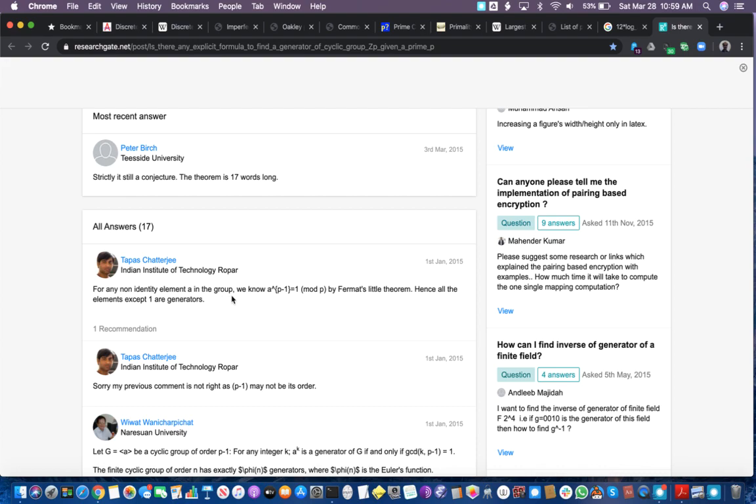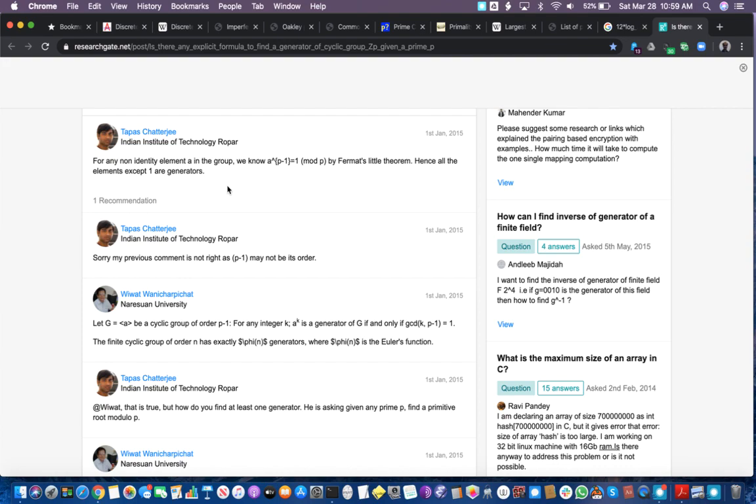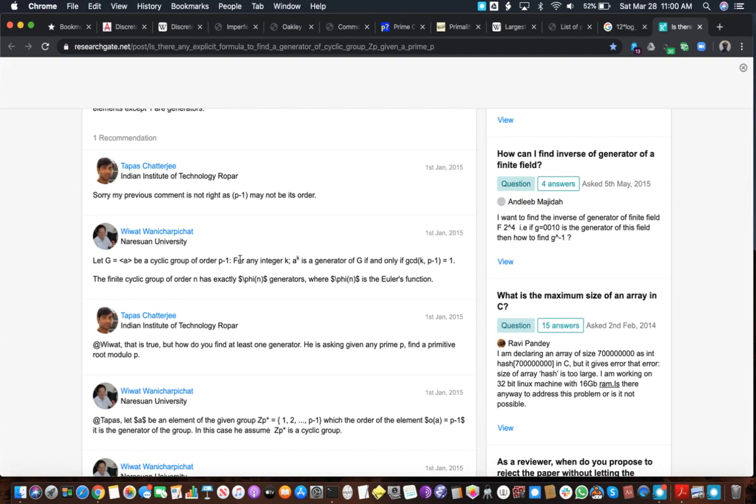for any non-identity element in the group, we know that a to the power p minus 1 is 1 mod p. Yes, we do. And in fact, we know that in this class as well. Why is it true? Because p minus 1 is the order of the group Zp star. And we had a theorem saying anything to the power of the order of the group is the identity element. But this person now concludes that all elements except one are thus generators. But there's no particular reason to conclude that, right? So in fact, that conclusion is incorrect. And then the person recognizes that. Not right, as p minus 1 may not be its order. Not sure what that means, but in any case, there's another answer over here.